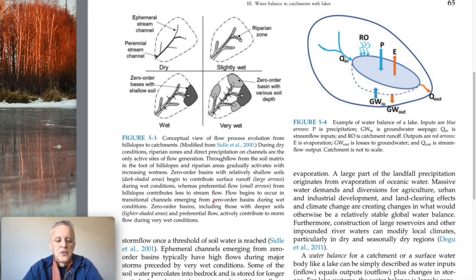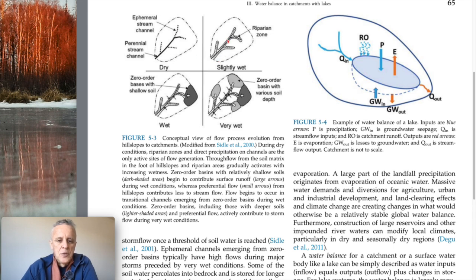Flow begins to occur in transitional channels emerging from zero-order basins during wet conditions. Zero-order basins, including those with deeper soils, lighter shaded areas, and preferential flow, actively contribute to storm flow during wet conditions. So this is a dry condition. This is an ephemeral stream channel and a perennial stream channel. Ephemeral means that it's not flowing year round, whereas perennial is flowing year round.